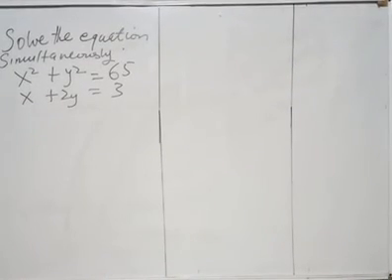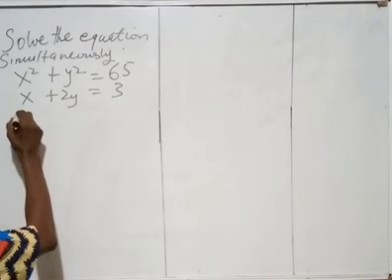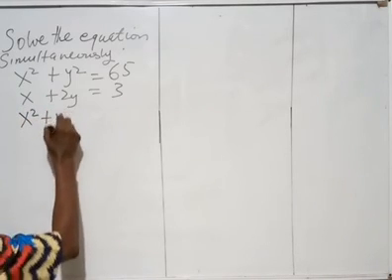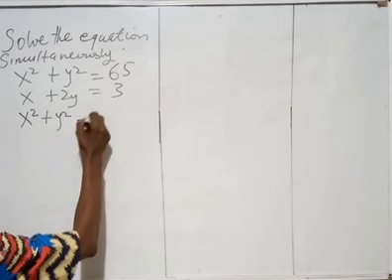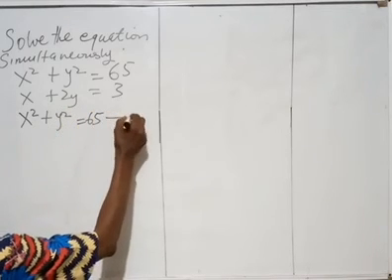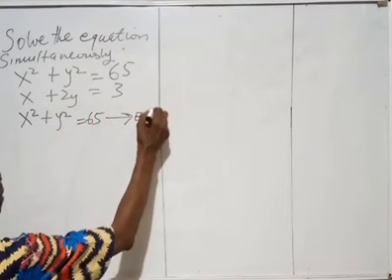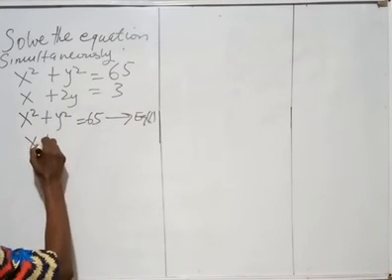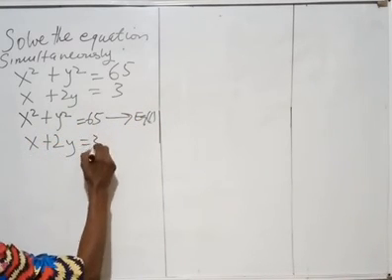So today we are going to take a second example on simultaneous equation. On the board here we have x squared plus y squared equals 65, which is a quadratic equation, and x plus 2y equals 3, which is a linear equation. I'll call x squared plus y squared equals 65 equation 1, and x plus 2y equals 3 my equation 2.